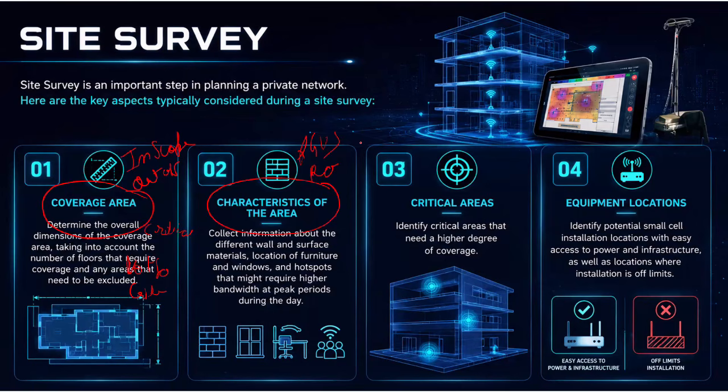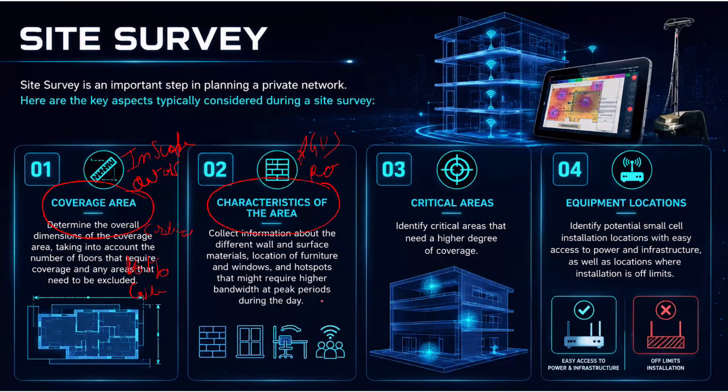We also want to understand where the users and devices are located. As I said earlier, a private network is always about everything. It's not only about smartphones. It can be scanners, tablets, cameras, sensors, robots, AGVs, and various IoT devices. Some areas may have few devices and other locations may have a high concentration of devices. So we have to take care of coverage and capacity according to the concentration of devices as well.